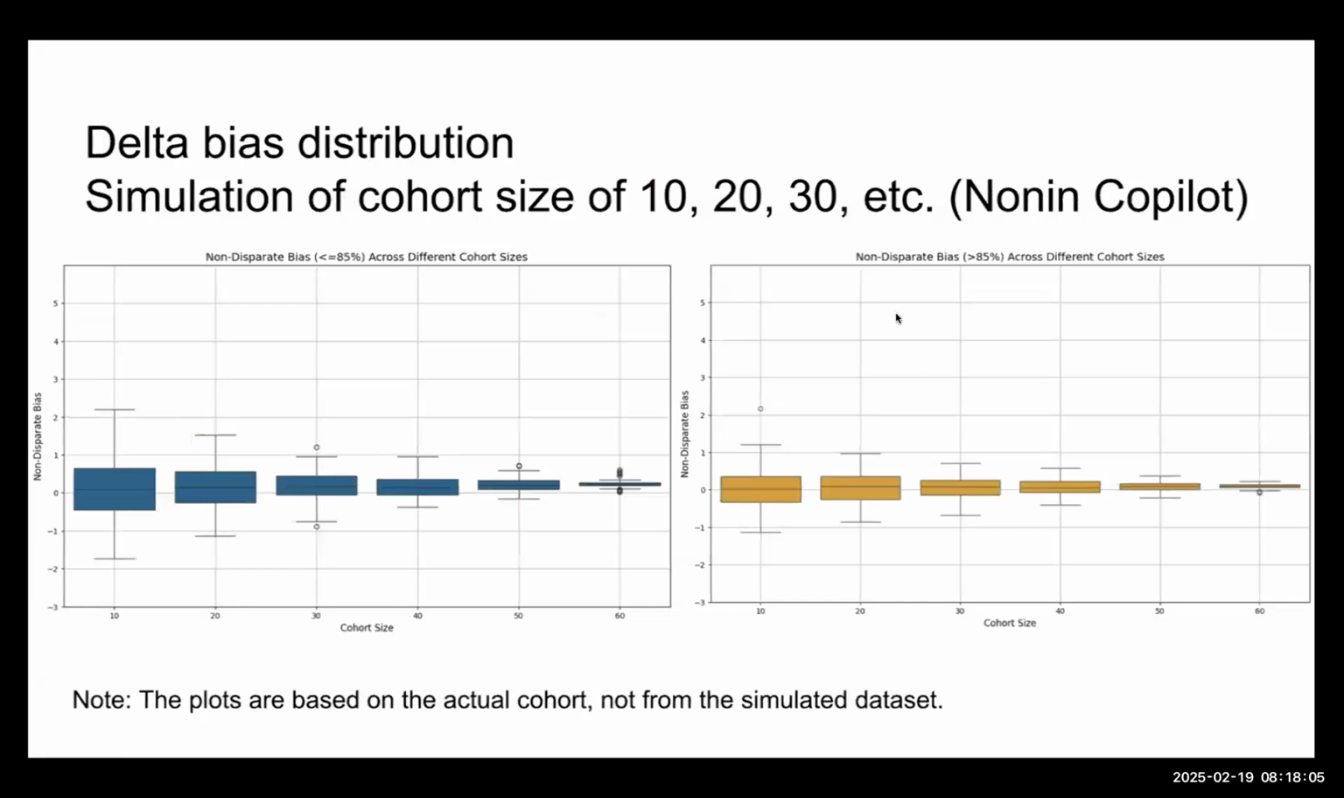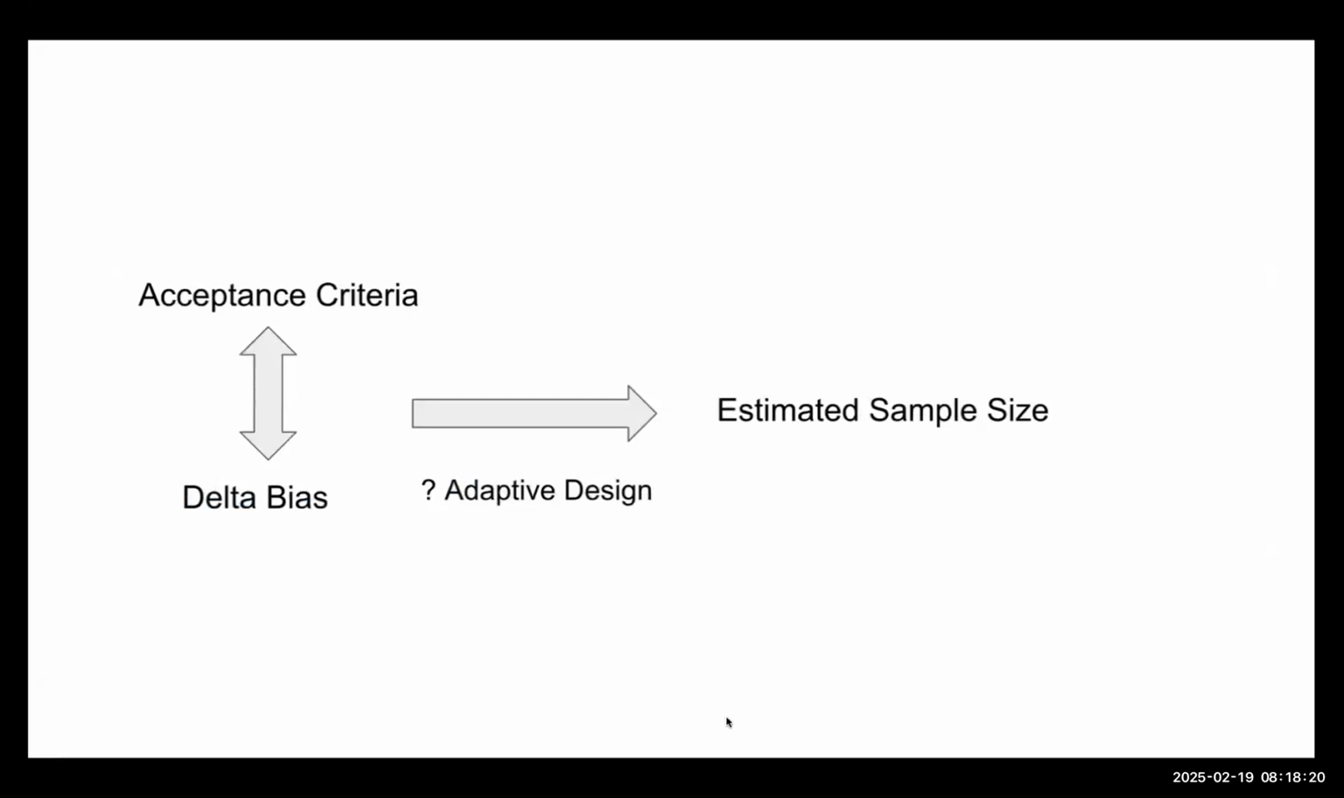And for this device, we also did a simulation of various cohort sizes. And it looks like the distribution of delta bias becomes stable after cohort size of 50. So from our analysis, we observed a close relationship between the estimated sample size and the distance between the acceptance criteria and the observed delta bias. So we wonder if there could be an adaptive design for a device with less than the proposed 150 subjects.